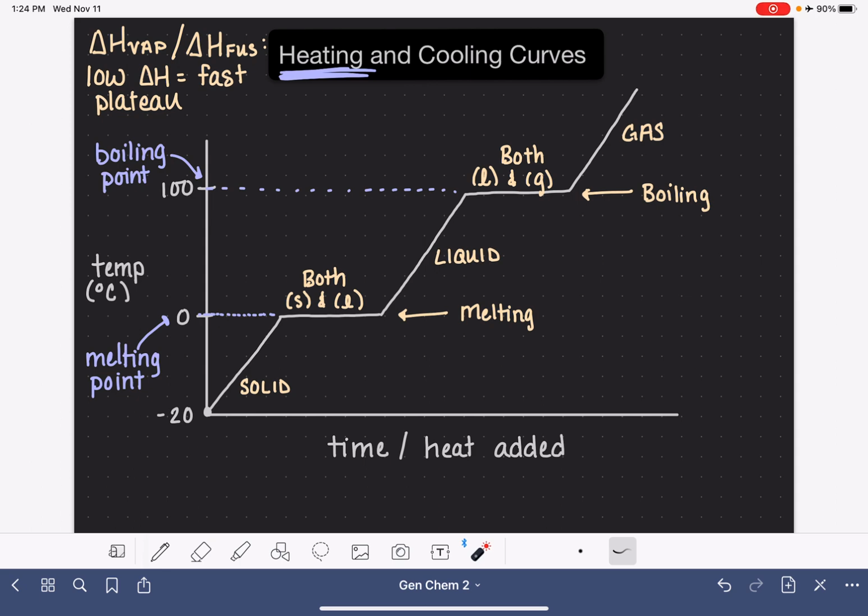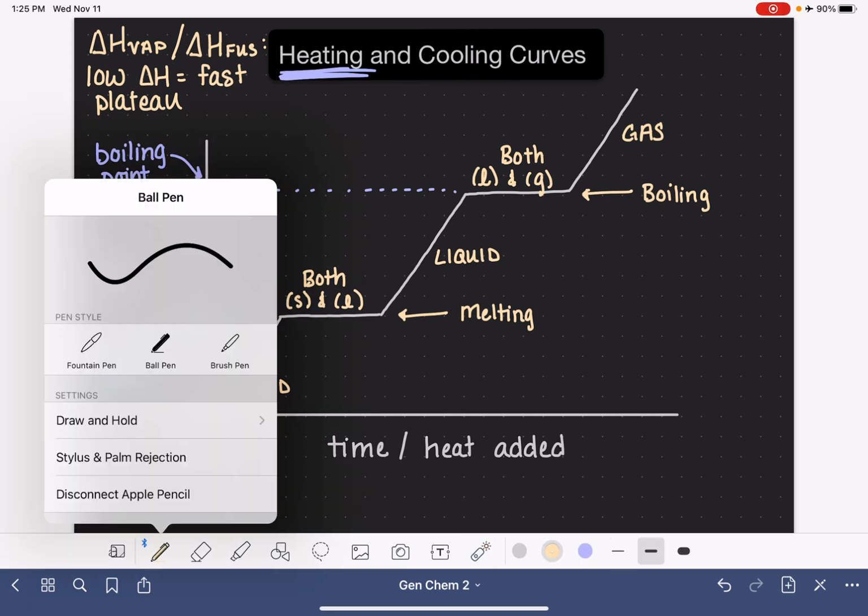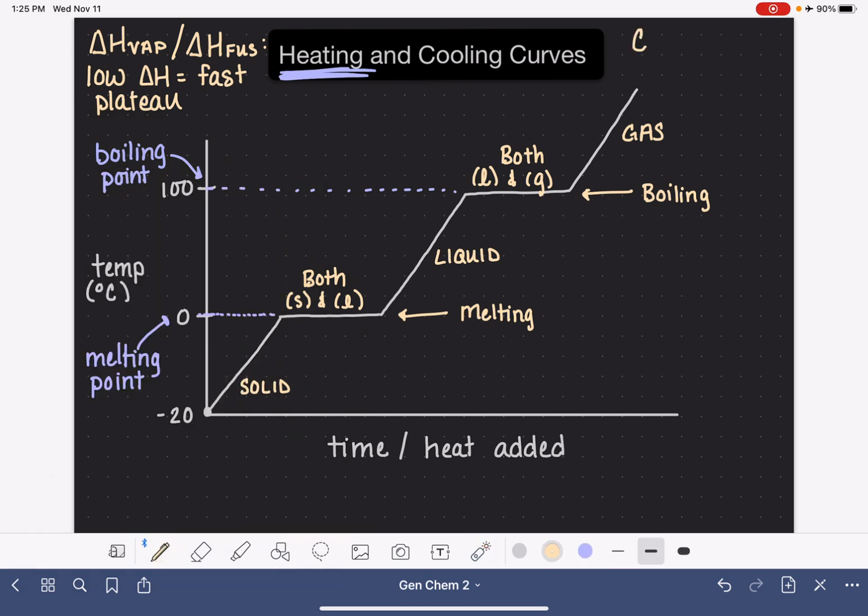The second thing that we can get from a heating curve or a cooling curve is a little bit of information about the heat capacities. The heat capacity C, let me write this down up here, is a measure of how much heat or how much energy it takes to raise the temperature of a substance. So if a substance has a low heat capacity, that means it doesn't take very much energy to get that temperature to go up really high really fast.